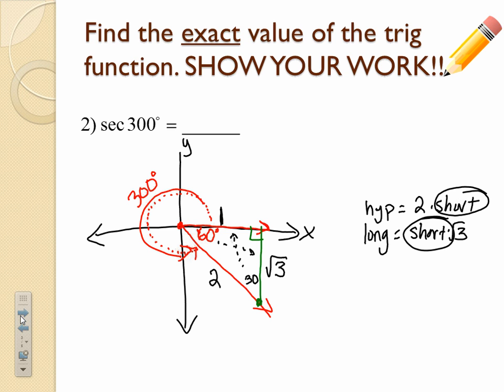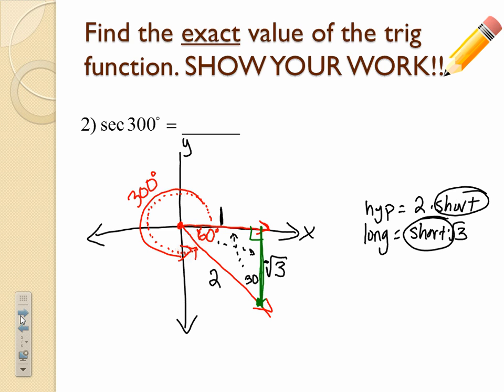So I've placed my values on there, and now we need to make some adjustments based on the location of this triangle. So is the 1 okay? Well, yes, I'm still over +1. Is the square root of 3 okay? No, not so much, because this is actually down -3. So we need to make sure that we have a -3 right there, negative square root of 3. And then my hypotenuse can stay at 2.